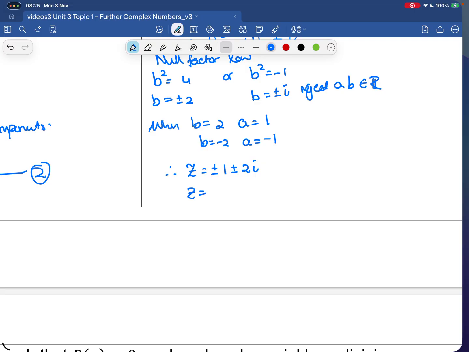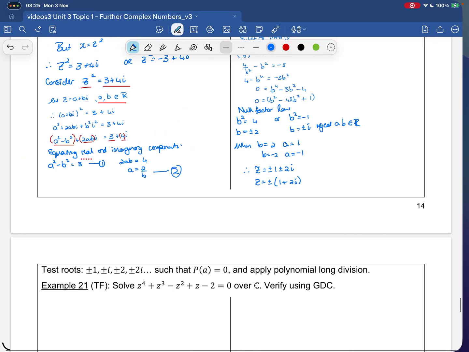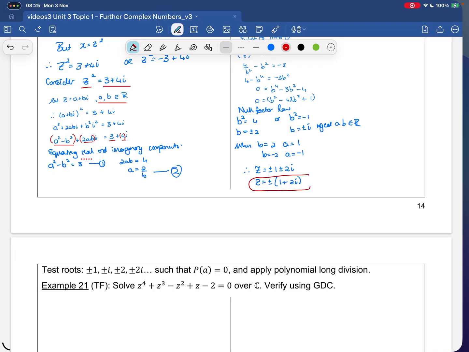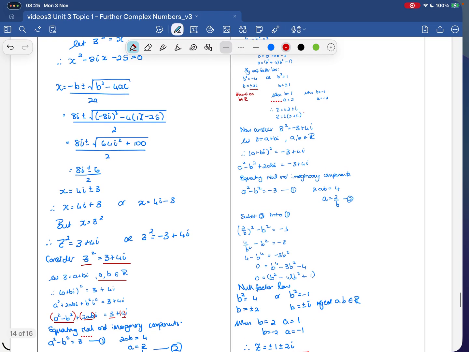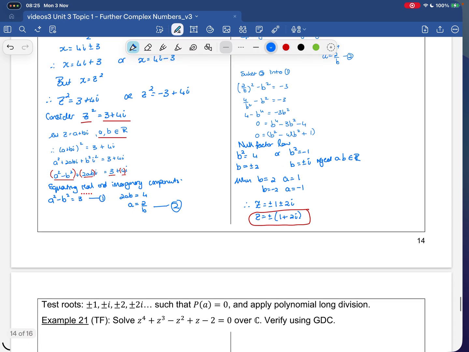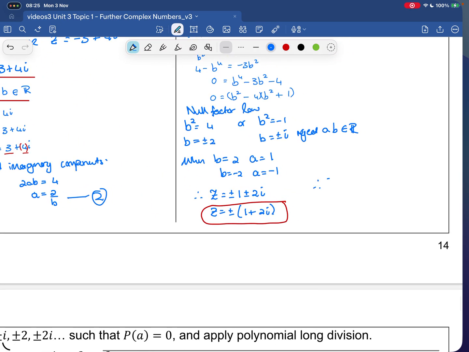And because the pluses and minuses are in the same order, 1 plus 2i are my roots. Okay, so my solutions then are going to be plus or minus 1 plus 2i and plus or minus 2 plus I. Okay, so therefore z is equal to plus or minus 2 plus I and plus or minus 1 plus 2i.